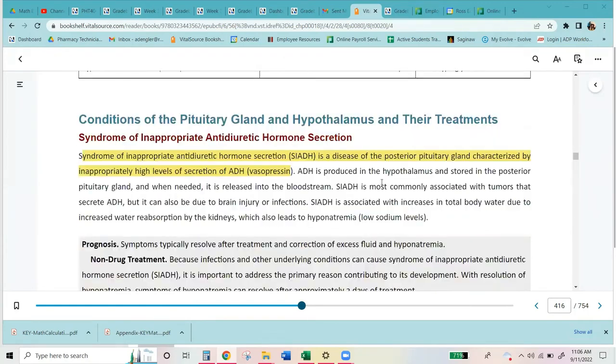Syndrome of inappropriate antidiuretic hormone secretion is a disease of the posterior pituitary gland characterized by inappropriately high levels of secretion of ADH, vasopressin.